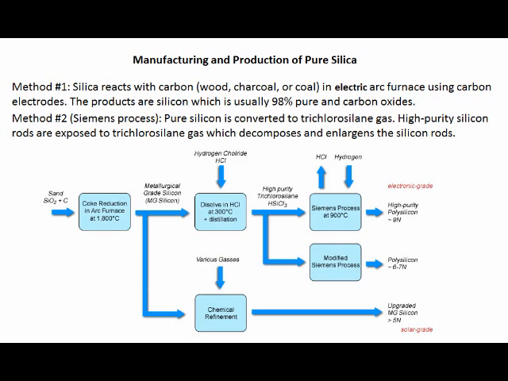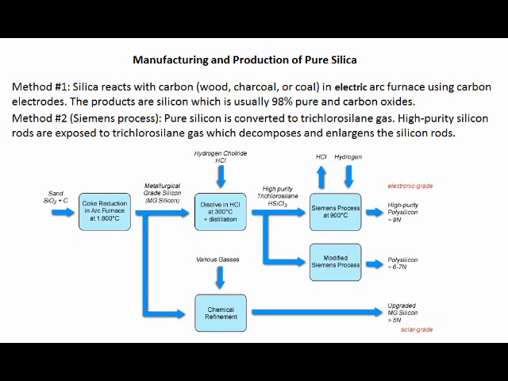Method 1, to react high purity silicon with carbon, which can be found in wood, charcoal, coal, in electric arc furnace using carbon electrons, which produces 98% pure silicon and carbon oxides. However, electronic industries need even purer silicon, with purity over 99.9%.